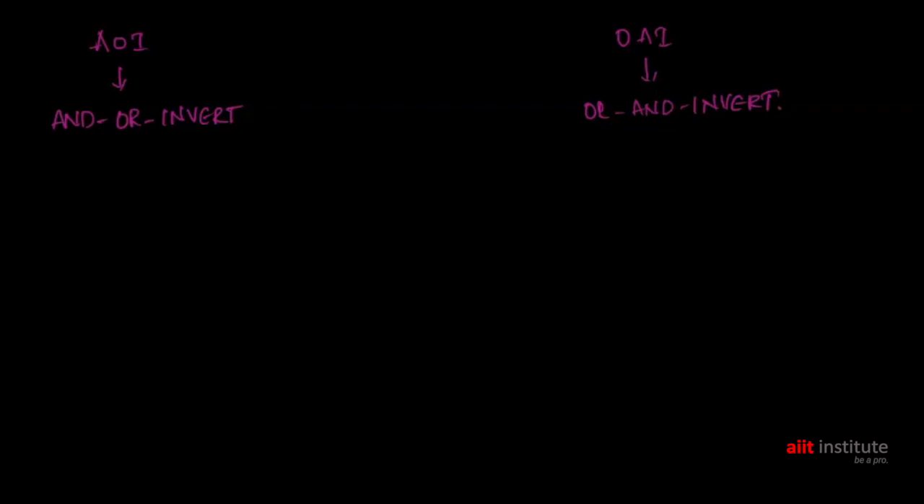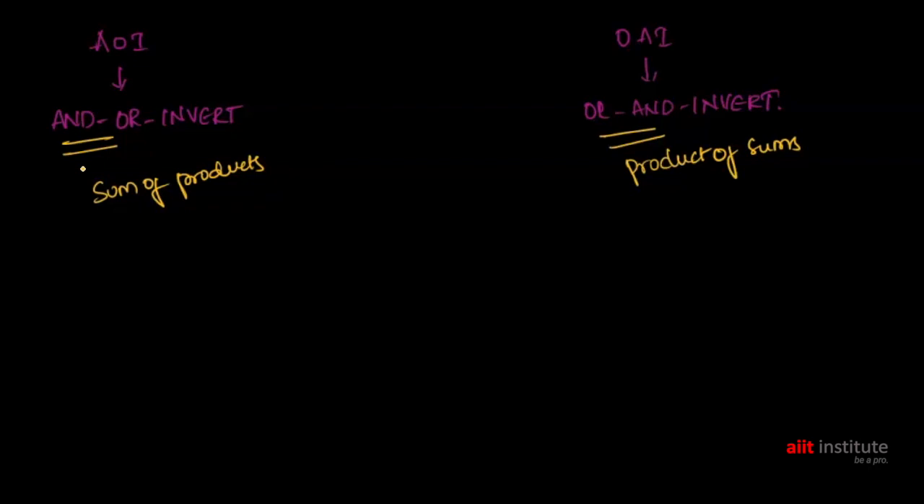AND-OR and OR-AND gates can be used to implement sum of products and product of sums respectively. The symbols of these AOI and OAI gates are as follows.